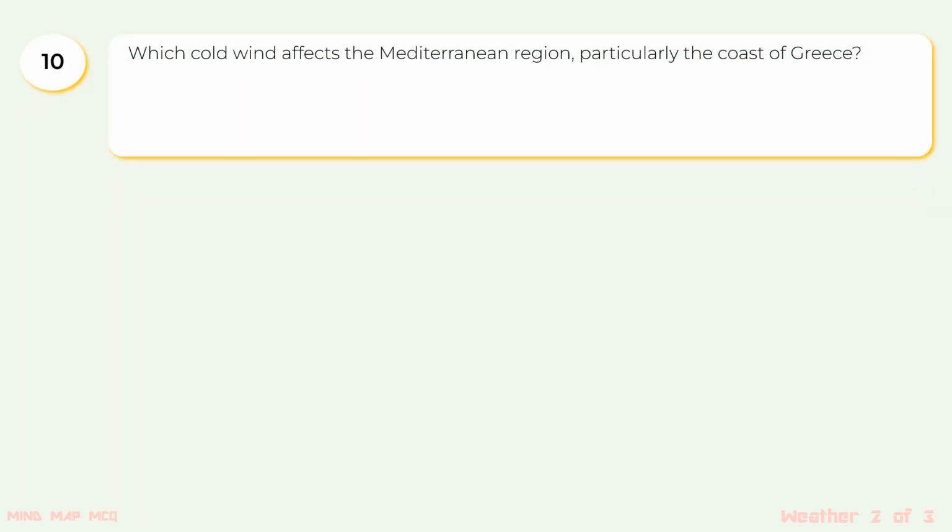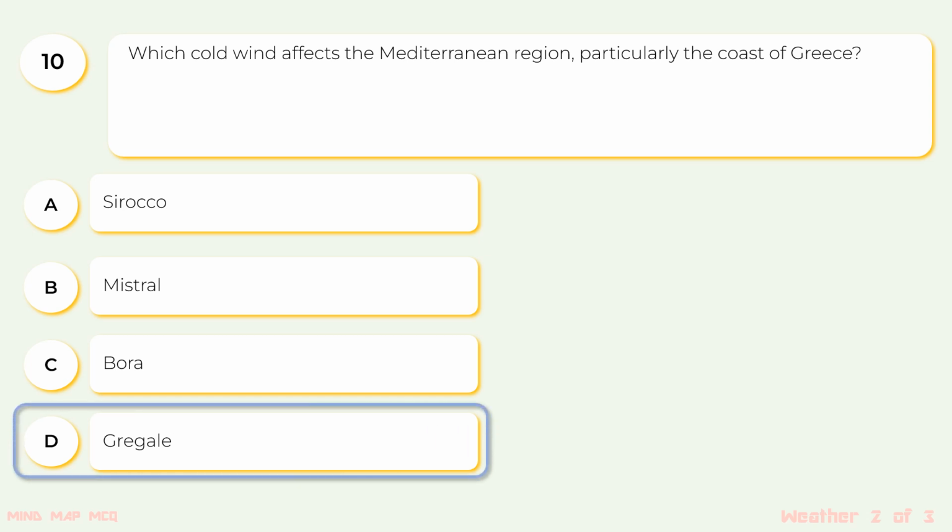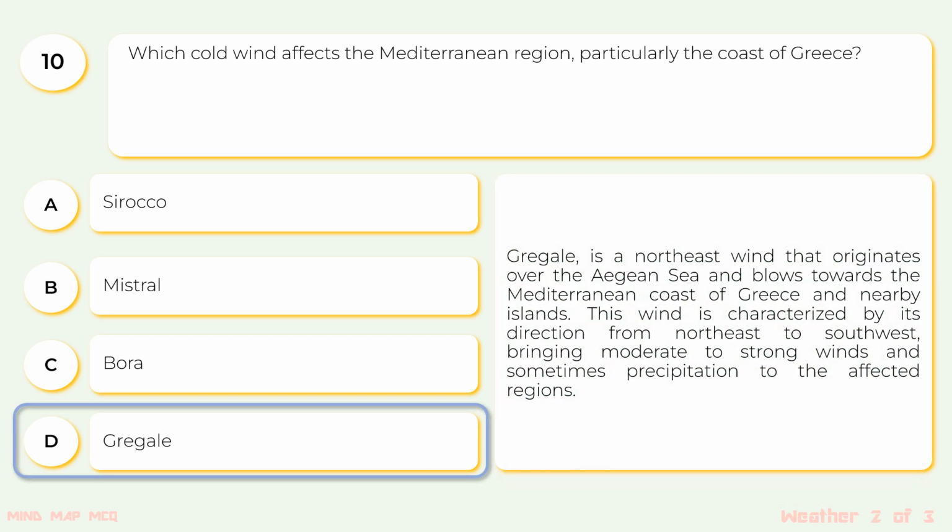10. Which cold wind affects the Mediterranean region, particularly the coast of Greece? The options are A. Sirocco, B. Mistral, C. Bora, D. Gregale. The correct option is D. Gregale. Gregale is a northeast wind that originates over the Aegean Sea and blows towards the Mediterranean coast of Greece and nearby islands. This wind is characterized by its direction from northeast to southwest, bringing moderate to strong winds and sometimes precipitation to affected regions.